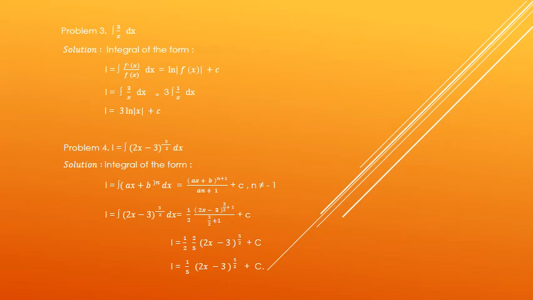Okay, here we have the problem number 3, and that is the integral of 3 upon x dx. Here we have the solution. We take the solution of this question by using the integral of the form: integration is equals to integral derivative of f of x divided by f of x dx equals to ln mod f of x plus c.